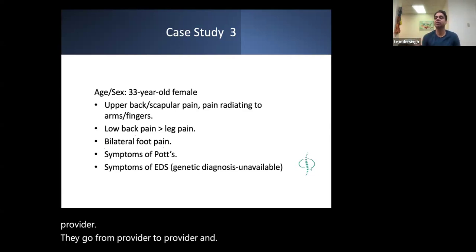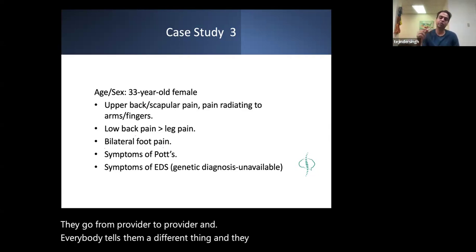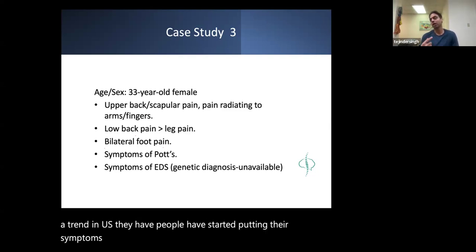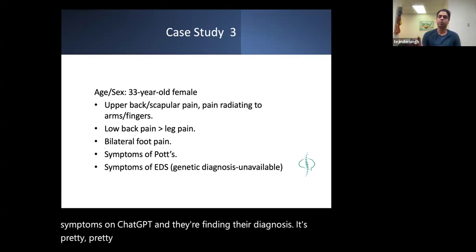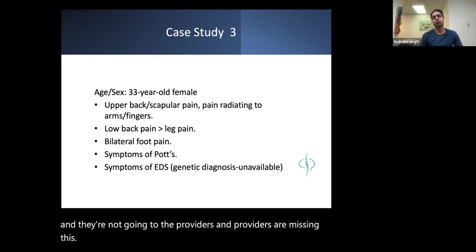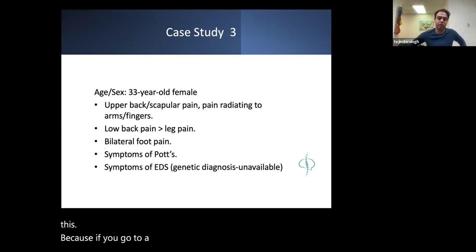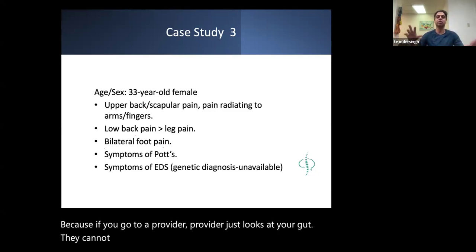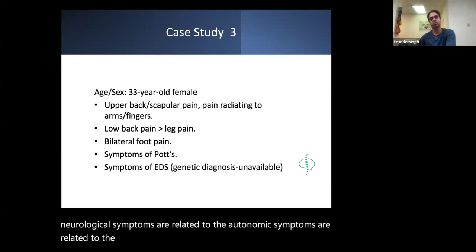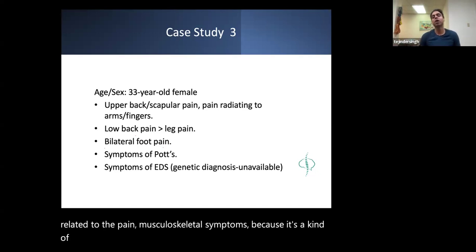and everybody tells them a different thing. There's a trend in the US: people have started putting their symptoms on ChatGPT, and they're finding their diagnosis. It's pretty wild that people are finding diagnoses on ChatGPT and they're not going to the providers, and providers are missing this. Because if you go to a provider, they just look at your gut. They cannot make that association where gut is related to the neurological symptoms, are related to the autonomic symptoms, are related to the pain, musculoskeletal symptoms, because it's a kind of a cluster, right?